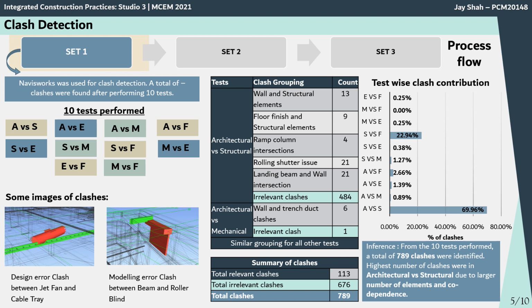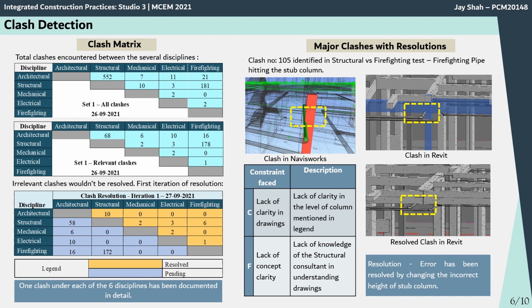Out of that, the maximum clashes were of architectural versus structural, which is because of a larger number of elements and codependence. Clash matrix. The clash matrix shows the total number of clashes encountered between the several disciplines, and the below matrix shows how these clashes were resolved over the various iterations. Major clashes with resolution. Here the image shows the clash of the firefighting pipe with the stub column. The reason for the clash was the lack of clarity in drawings and lack of concept clarity. Later on, this clash was resolved by changing the height of the stub column in Revit.